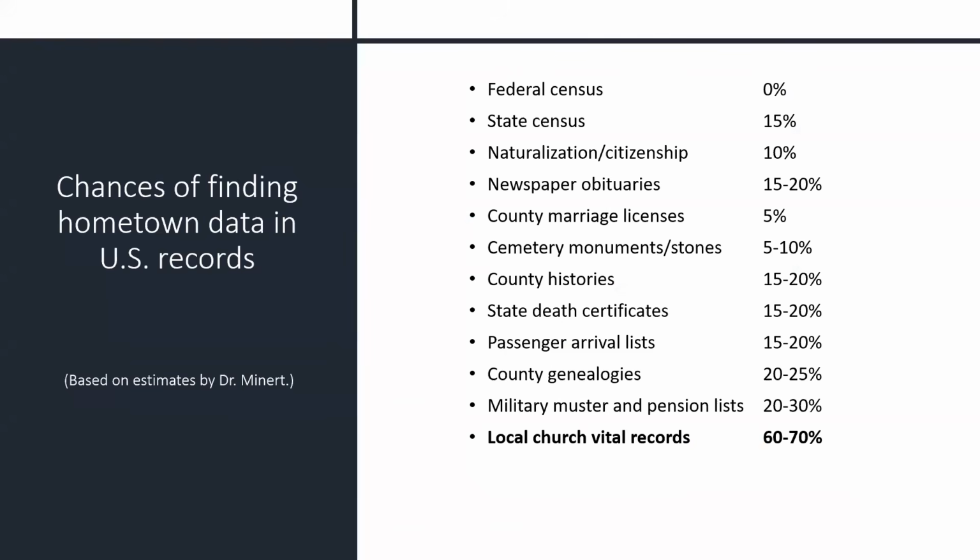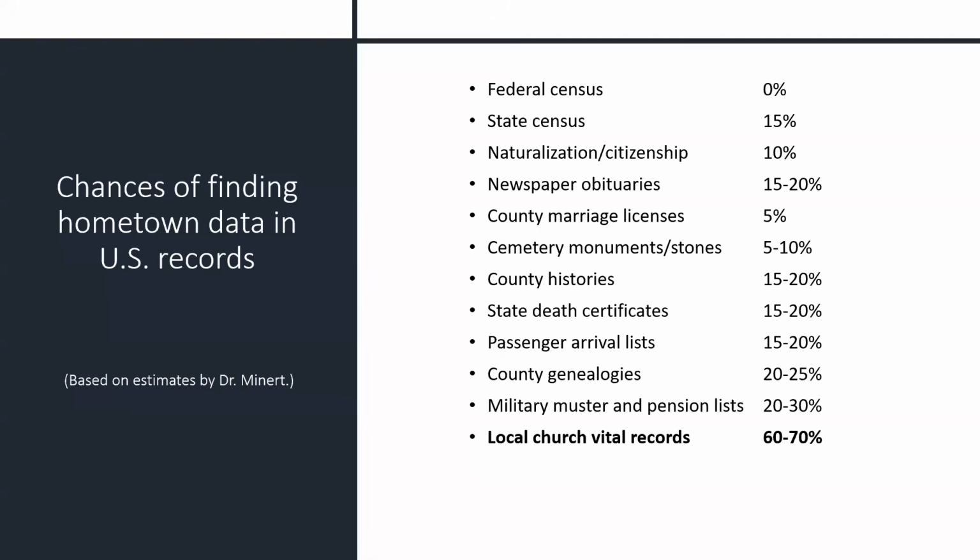Dr. Meinert's decades of research tracing German immigrant origins has given him a lot of insight into what records provide the best information about place of origin. According to his research, many of the U.S. records that are most commonly referred to for finding immigrant origins, such as naturalization records and passenger lists, have only at best a 20% probability of providing the specific place of origin. County genealogies and military records have a bit higher chance of providing this information.